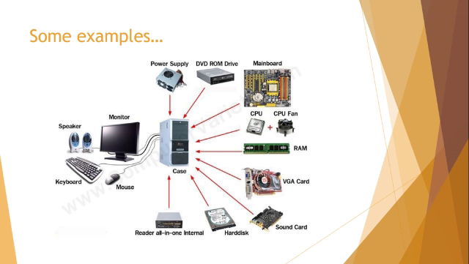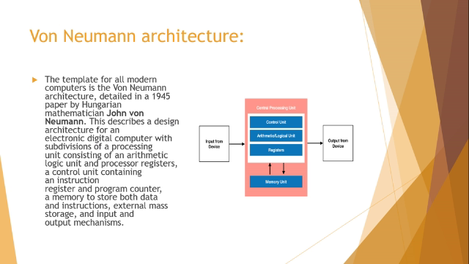Here are some examples of computer hardware: monitor, speaker, keyboard, mouse, case, hard disk, sound card, main board, also called motherboard.